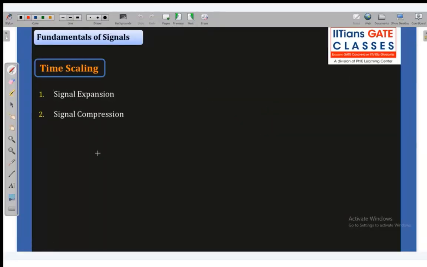Now we have the last operation, the time scaling, meaning signal expansion and signal compression. We will complete that, and then we will wind up this session because this is a demonstration. Otherwise we would have taken a 2 hour class.